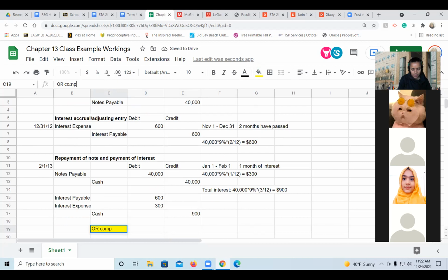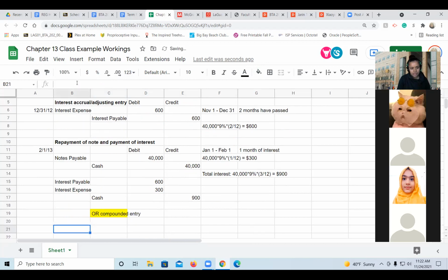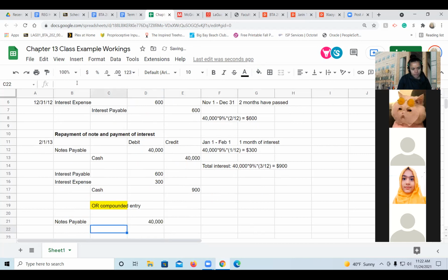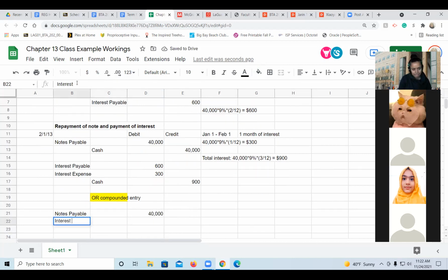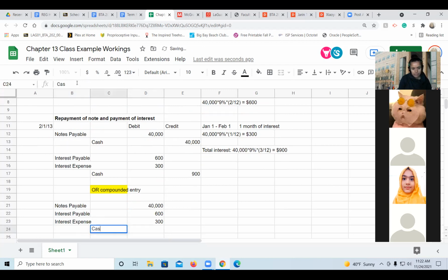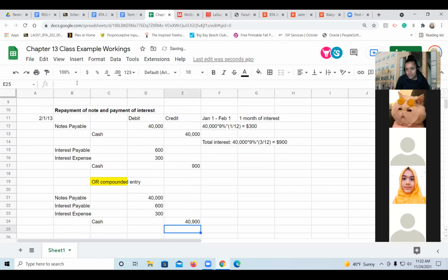So all compound. Sorry, that's compounded, it's missing an O. Compounded entry. So how does the compound entry go? You're going to say notes payable again, the 40,000. Interest payable for the 600. Interest expense for the 300. And cash for 40,900. Either way is fine.